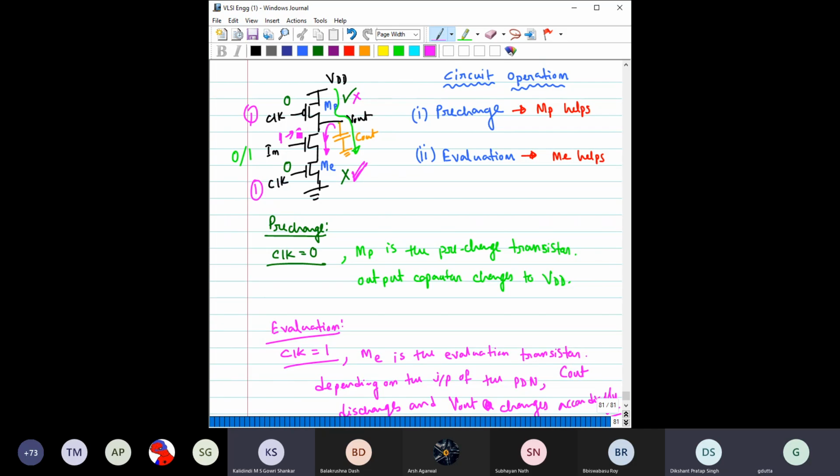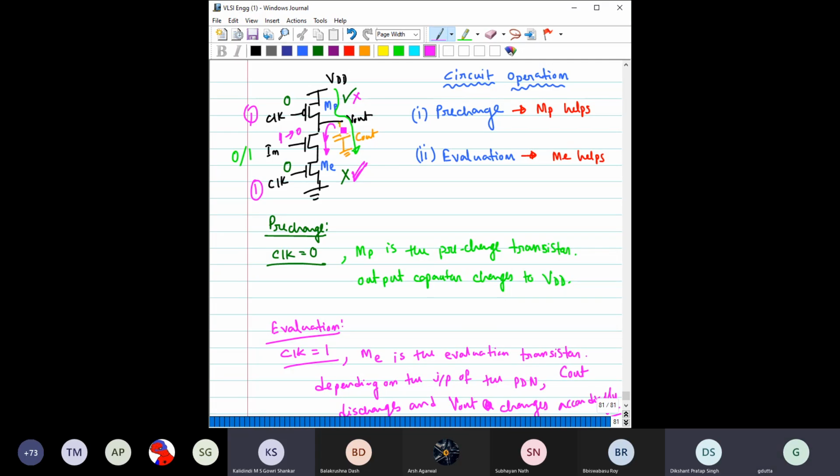Are you getting my point? This input has changed to 0. So this is an inverter, right? When the input goes to 0, the output should become high. That means the output voltage should become VDD. But see, during the evaluation state, only one change in the output is possible. So during the evaluation stage, if the input is changing, then the output cannot respond to that.